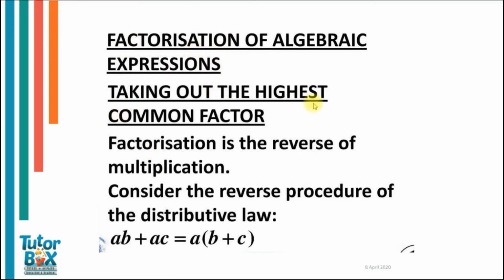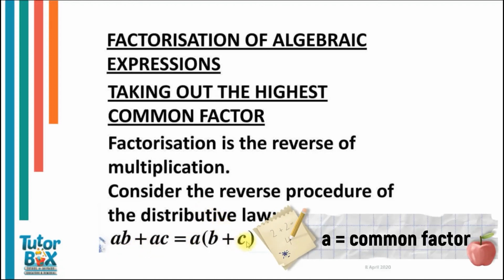We're taking out the highest common factor. Note, guys, it's the highest common factor. Factorization is the reverse of multiplication. Consider the reverse procedure of the distributive law. With ab plus ac, you remove the highest common factor. A variable that occurs in ab and also occurs in ac is a. So you just take out your a, and then you have b plus c.